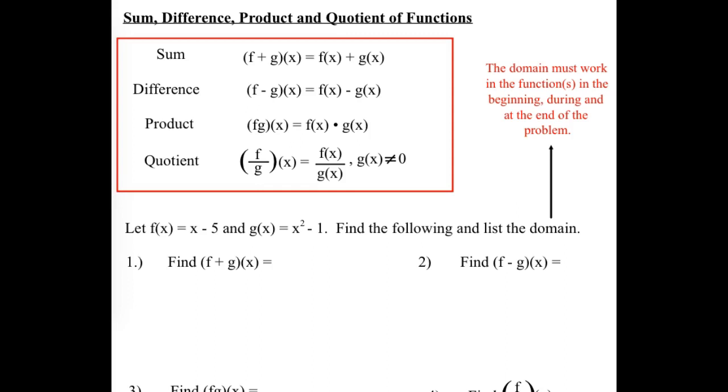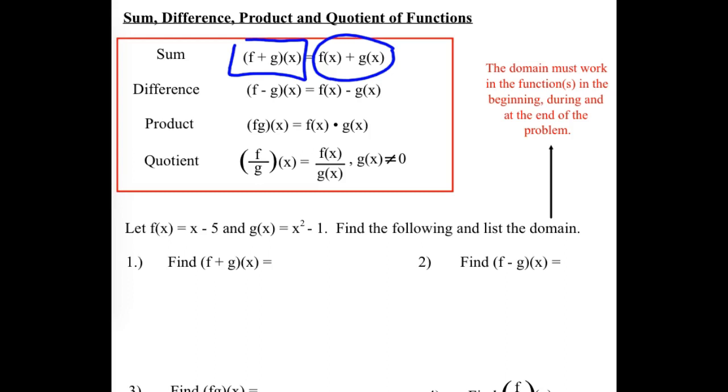I just want to clarify the notation. What you see here, some books will write it like this. Some books will write it like this. They mean the same thing. What this is telling me is I have 2 functions. I have function f and I have function g. Both are using x as the variable, and I want to add them together.